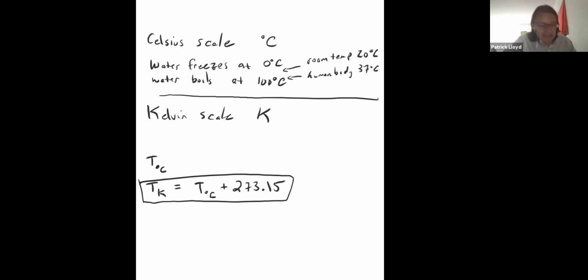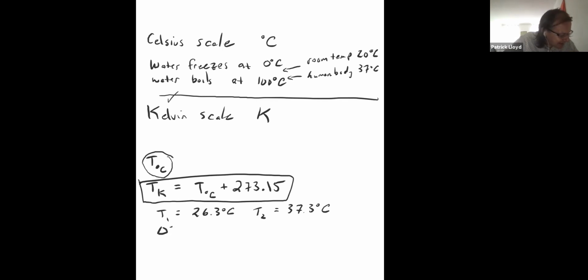Most of the time when we deal with gases, we're going to use the Kelvin scale. But in thermochemistry, people still use the Celsius scale, and that's perfectly fine. We can use either. So here's what happens. Suppose my initial temperature, T1, is 26.3 degrees C, and my T2 is 37.3 degrees C. Delta T would be 37.3 minus 26.3, and you'd get 11.0 degrees C, right?